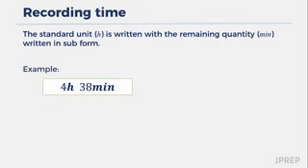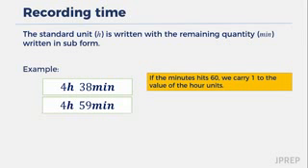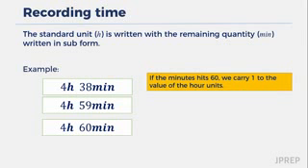Let's assume I have 4 hours and 38 minutes. I can also have 4 hours and 59 minutes. But when the minute hits 60, we do not write it. We have to convert the 60 minutes into 1 and carry it to the hours side. For example, if I have 4 hours and 60 minutes, we do not write it this way.